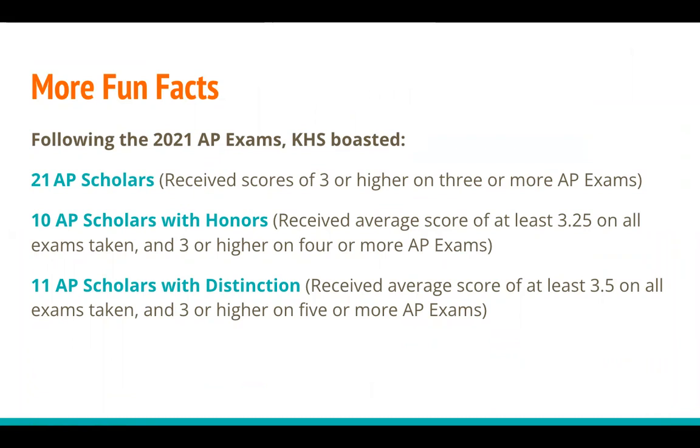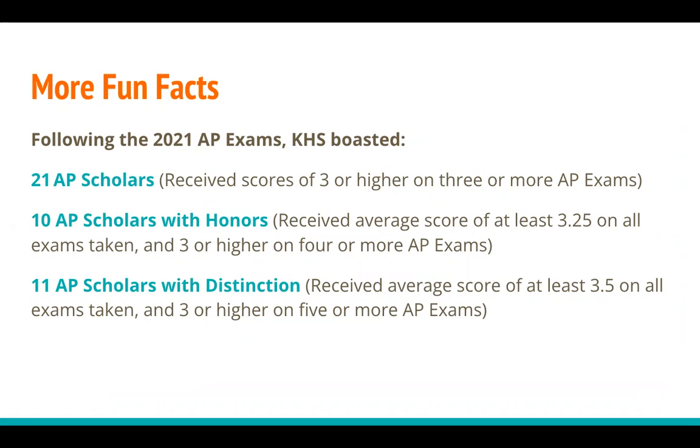Ten students reached the level of AP Scholar with Honors. That means they scored an average of at least a 3.25 on all the exams they've taken, and earned a 3 or higher on 4 or more AP exams. If your student is going to apply to college, the Common App always asks, what are some awards and honors that you've received? When students are able to put this on their application, it really does stand out.